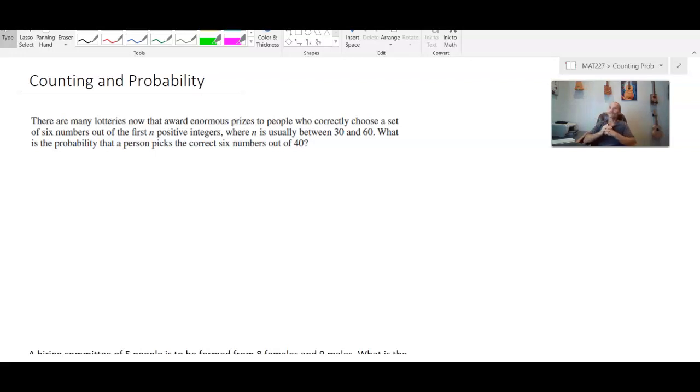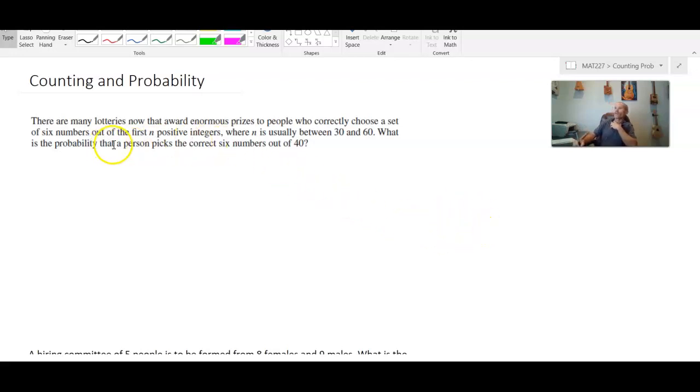When we're dealing with counting and probability, we often need to use combinations and some of our counting principles in order to compute the probability, specifically because sometimes our sample sizes are going to be too large to list out the possibilities, and even our event space may sometimes be fairly large.